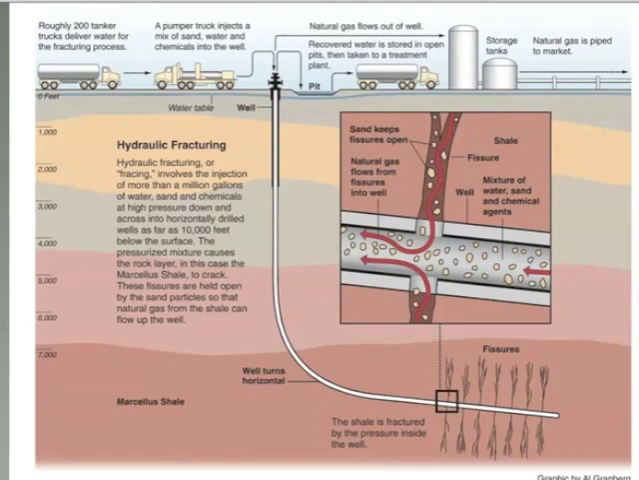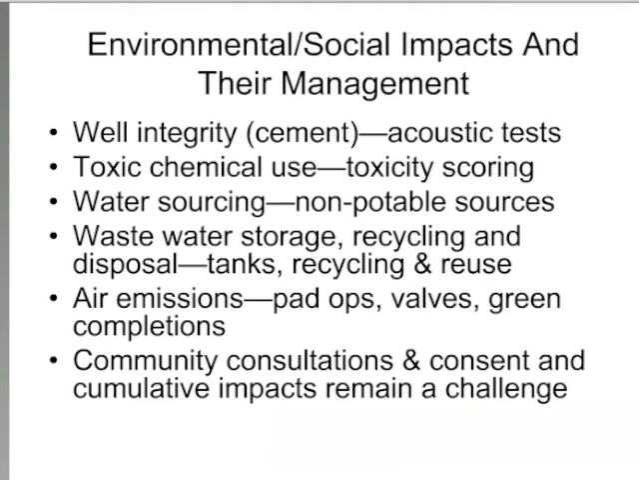That's the summary overview. If we can go to the second slide, please, Tyler. Thank you. So there is a range of environmental and social impacts from the various facets of the life cycle, and there are various things companies can do to reduce them.